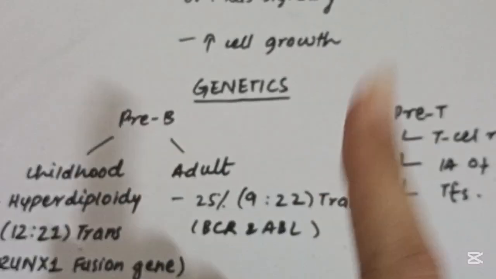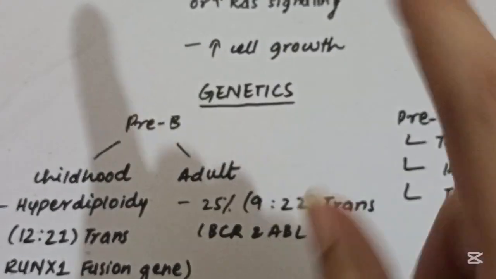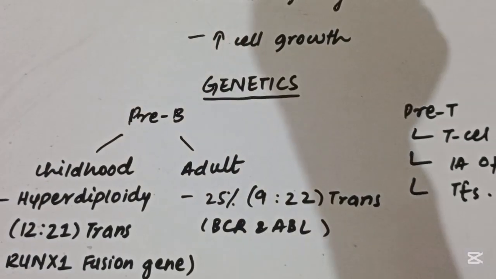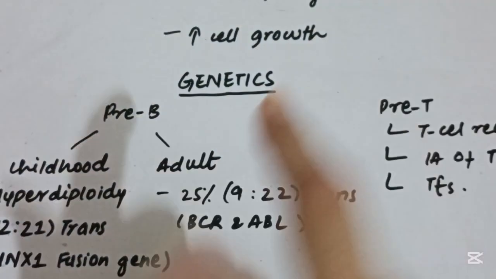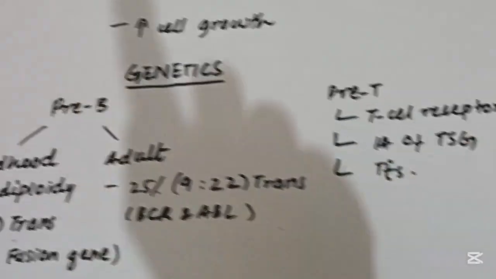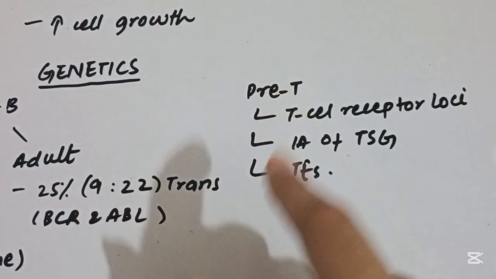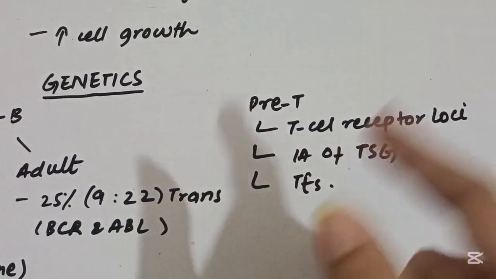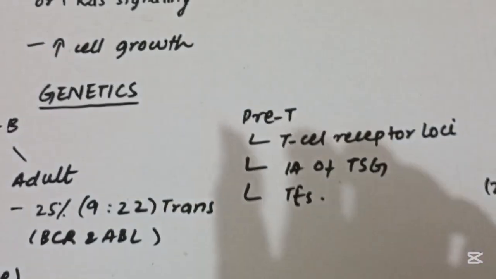This mutation also occurs in CML, and in that case, as a result of this mutation, there is good prognosis. But in case of ALL, we have bad prognosis with this mutation, and this is important. In T-ALL, there can be mutation in T cell receptor loci or transcription factors, or there can be inactivation of tumor suppressor genes.